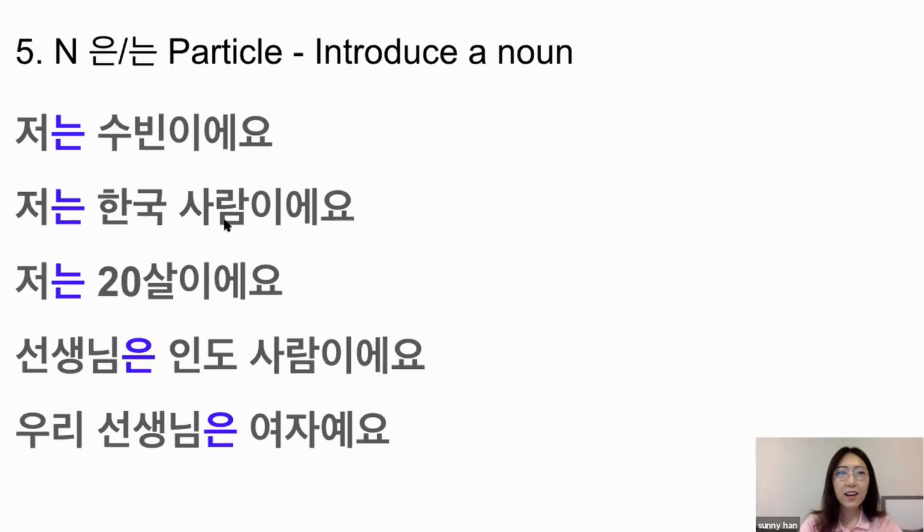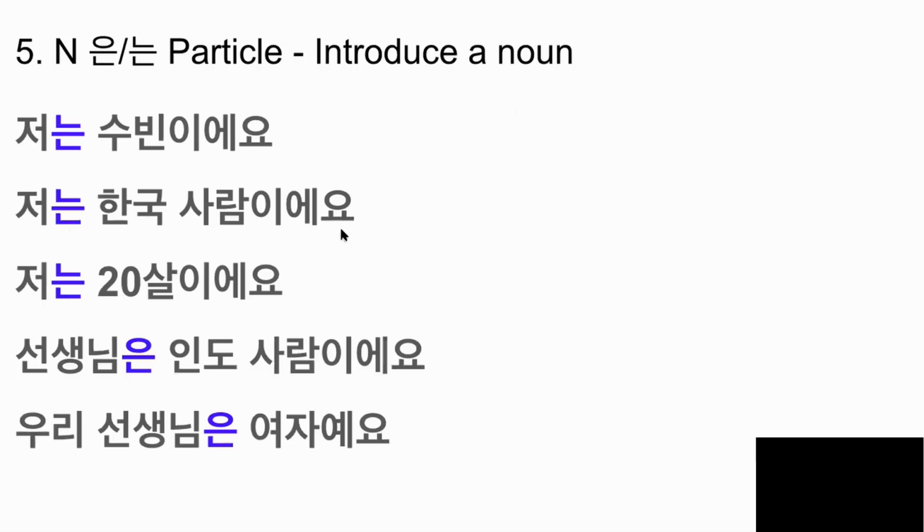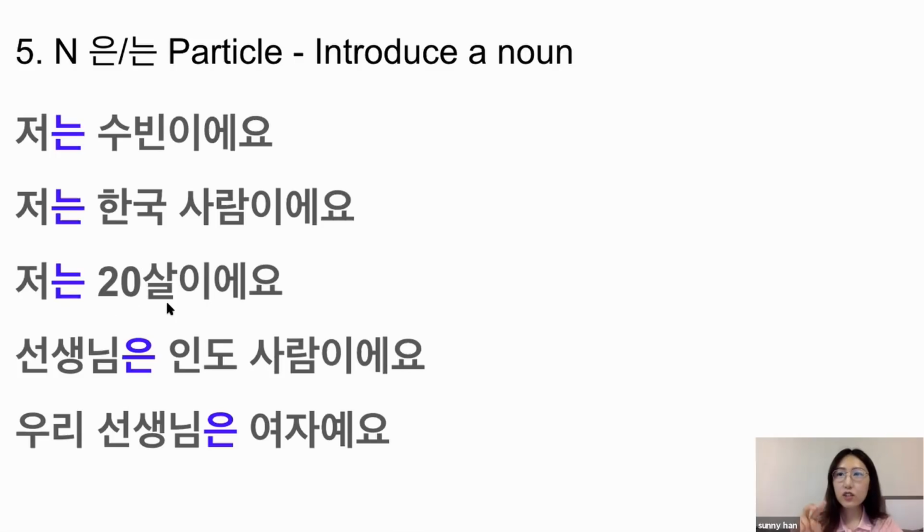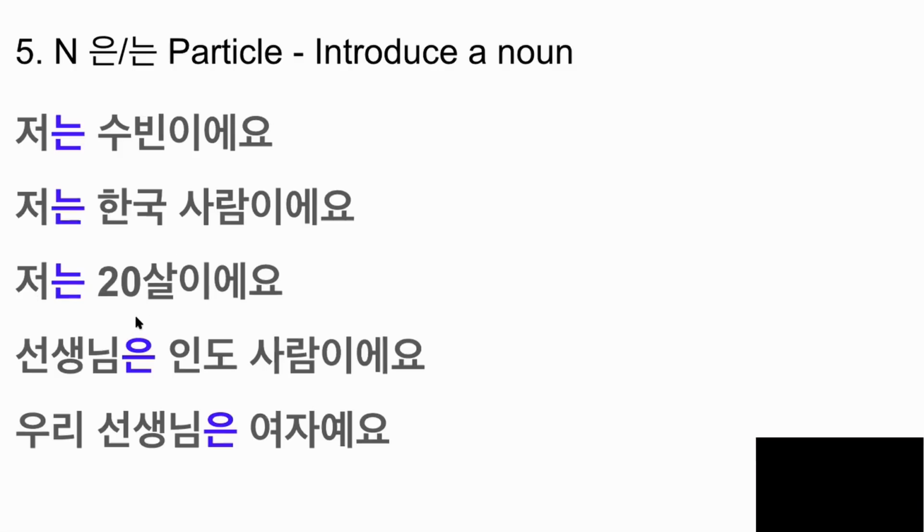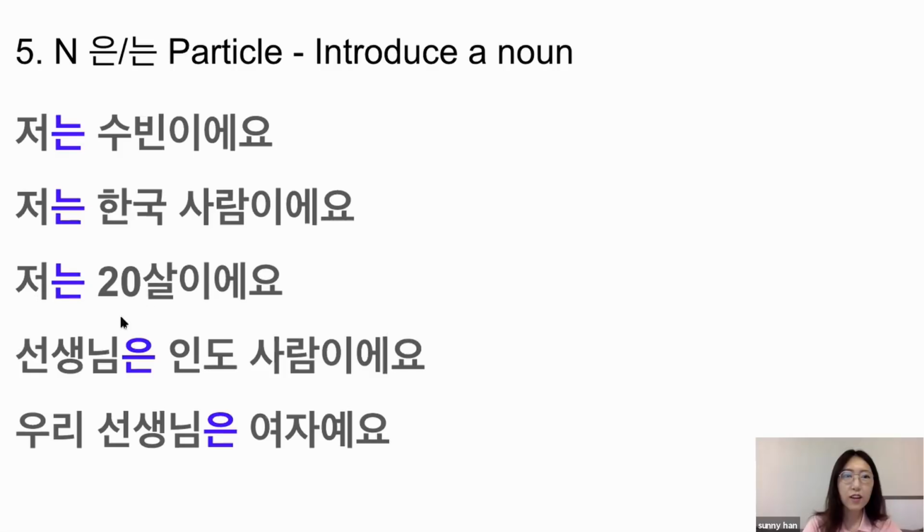Very good. I'm Korean. Korean, 한국, Korea, 사람, person. So, 저는 한국 사람이에요. 저는 한국 사람이에요. 20살, 20 years old. So, 저는 20살이에요. 저는 20살이에요.